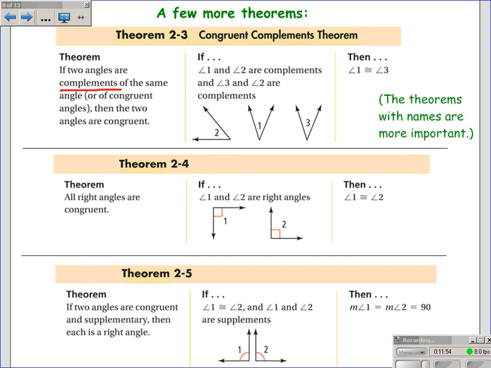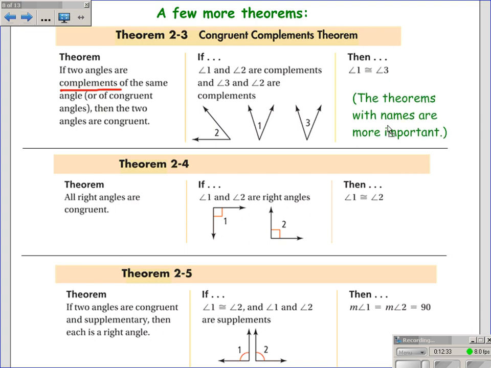Okay, Theorem 2-4 is that all right angles are congruent. Which makes sense. Their measures are 90 degrees, and so they'd be congruent. Theorem 2-5 is that if two angles are congruent and supplementary, then each is a right angle. What that means is if you have two angles that are congruent to each other and they add to be 180 degrees, it makes sense that both angles would have to be 90 degrees. Okay, and we could write proofs for each of these, but we'll move on and look at some other theorems.